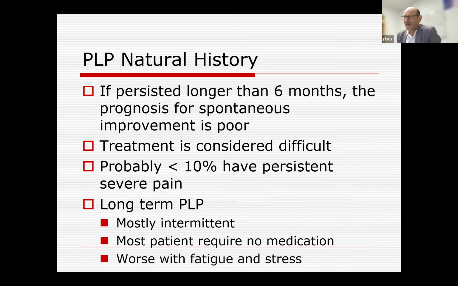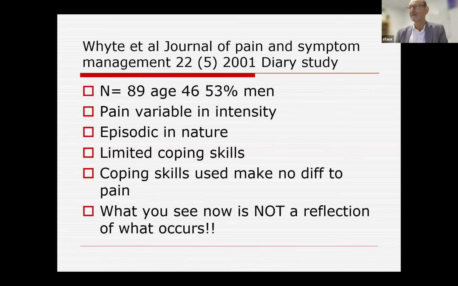So that's the rule of thumb. If it persists longer than 3 months, it's probably going to remain. Treatment is considered very difficult. Probably less than 10% have persistent and severe pain. That doesn't mean you don't have to treat the people with persistent or severe pain. Of course you do. Long-term phantom limb pain, however, is mostly intermittent. Most patients do not require any medication, and it tends to get worse with fatigue or stress.